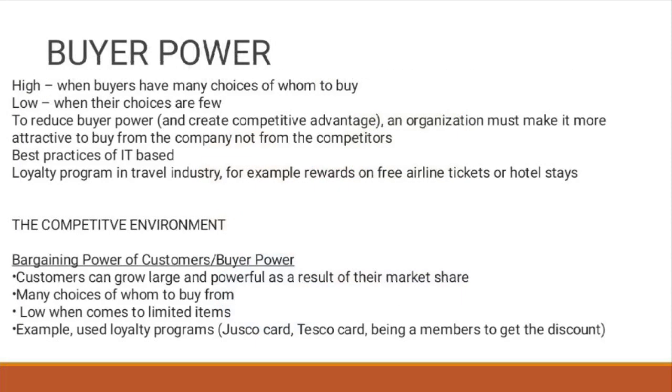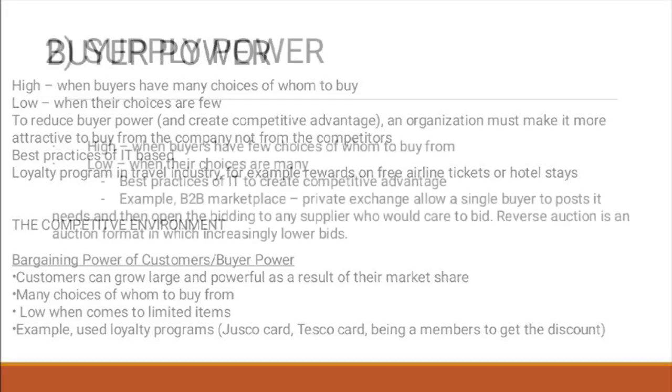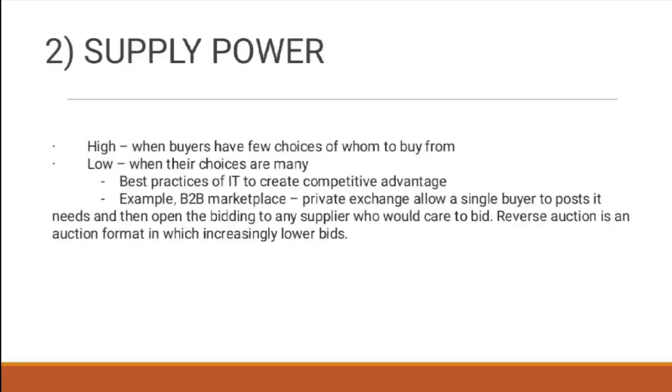Firstly is buyer power. Buyer power is high when buyers have many choices of whom to buy from. Buyer power is low when their choices are few. Buyer power can also be called customer power. Second is supplier power. When supplier power is high, buyers have few choices of whom to buy from. When supplier power is low, their choices are many.